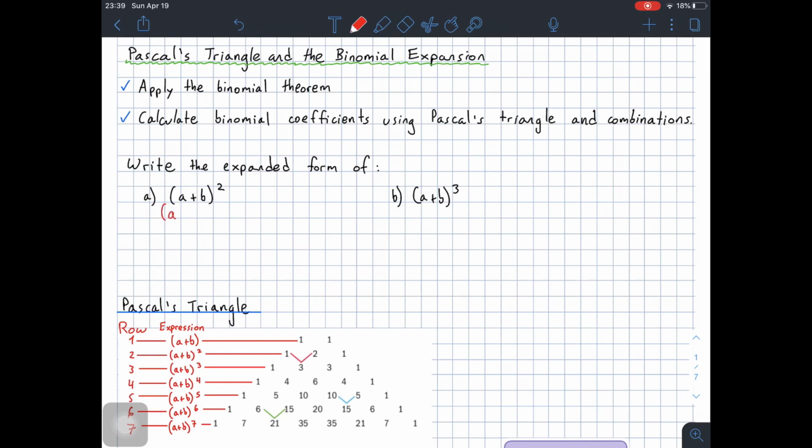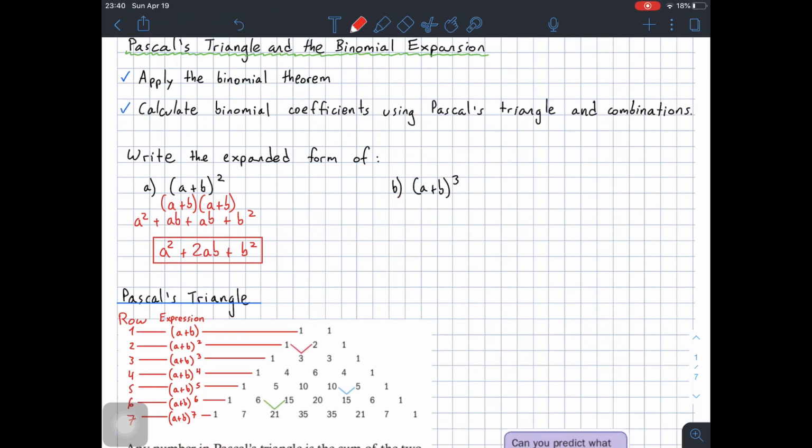Remember, this is the same as saying (a + b) times (a + b), right? And then we could do the FOIL method and we would get a squared plus ab plus ab plus b squared. So finally we would get a squared plus 2ab plus b squared. So this is the expanded form of this expression over here, okay?